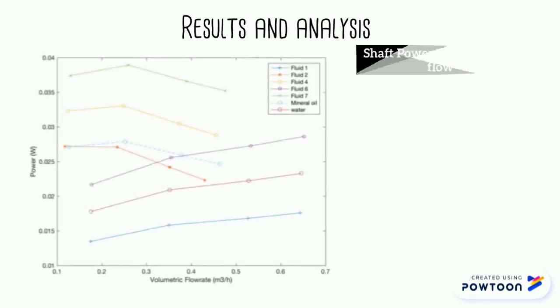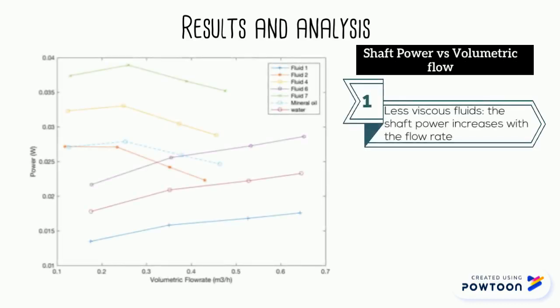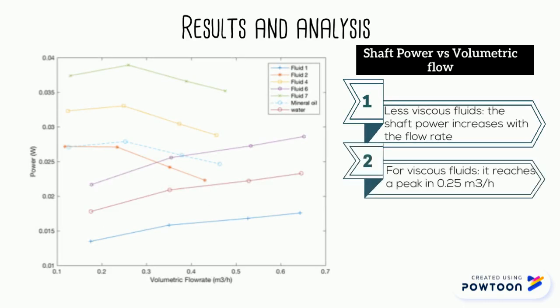As to the shaft power, for less viscous fluids, the shaft power increases with an increase in the flow rate. However, for more viscous fluids, this magnitude seems to reach a maximum around 2.5 cubic meters per hour and start decreasing from that flow rate on. This behavior does not make sense, since power should increase as the flow rate increases for all fluids.